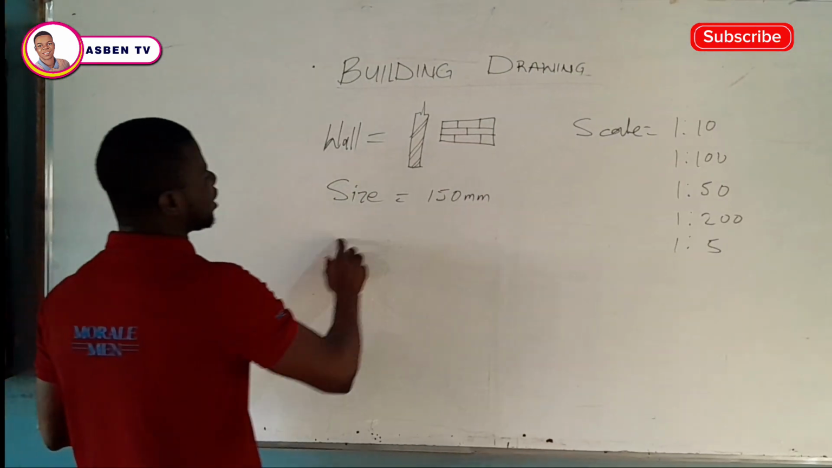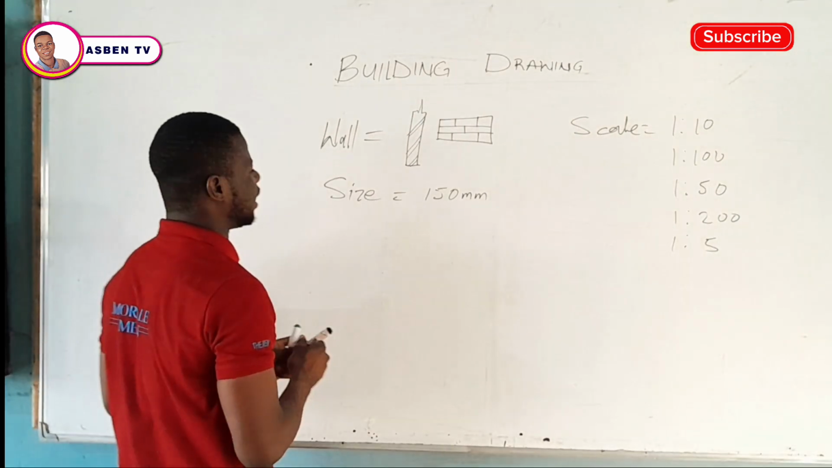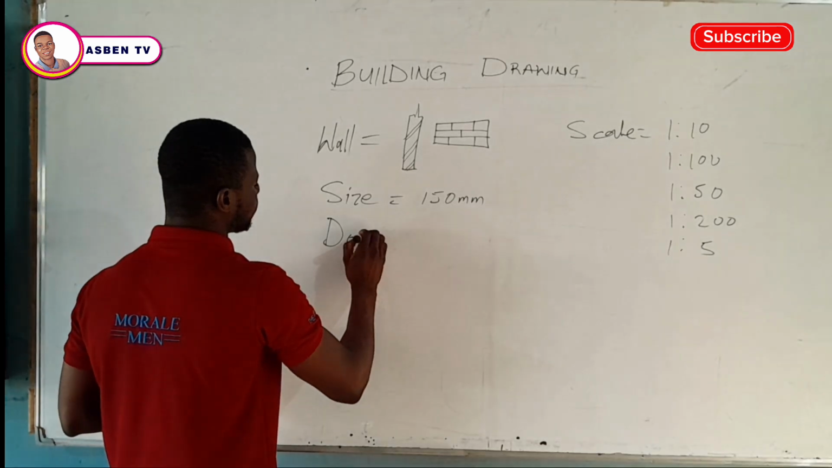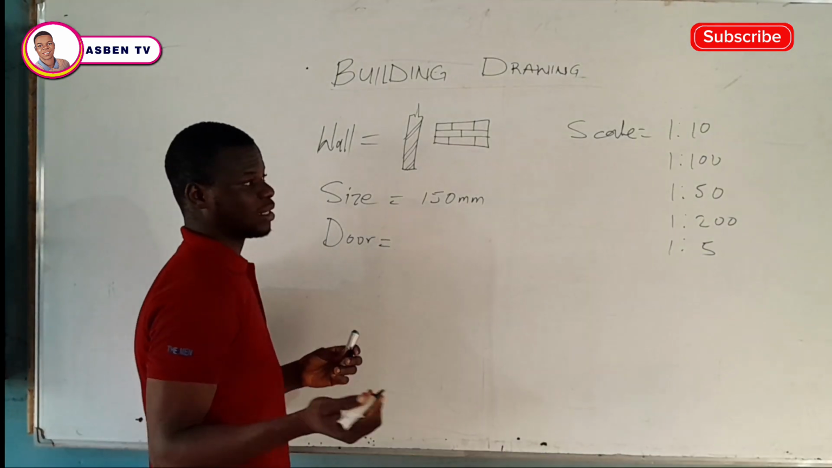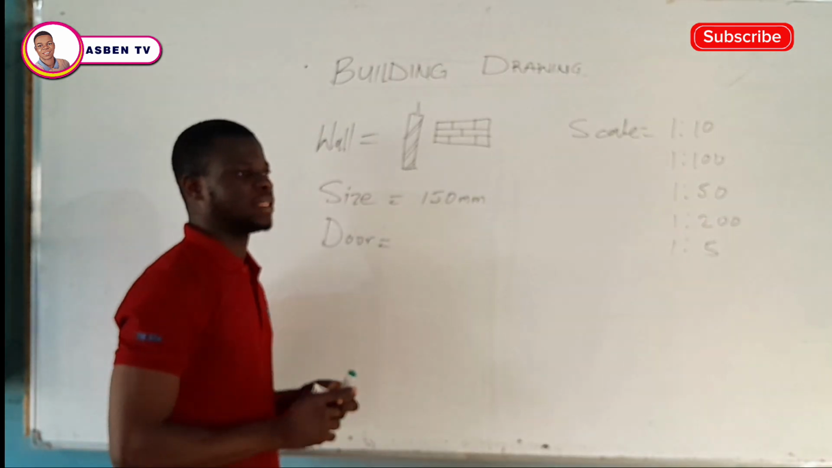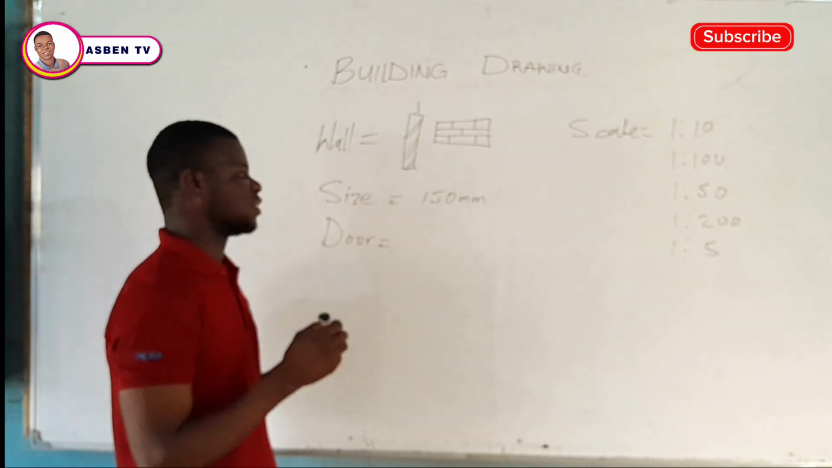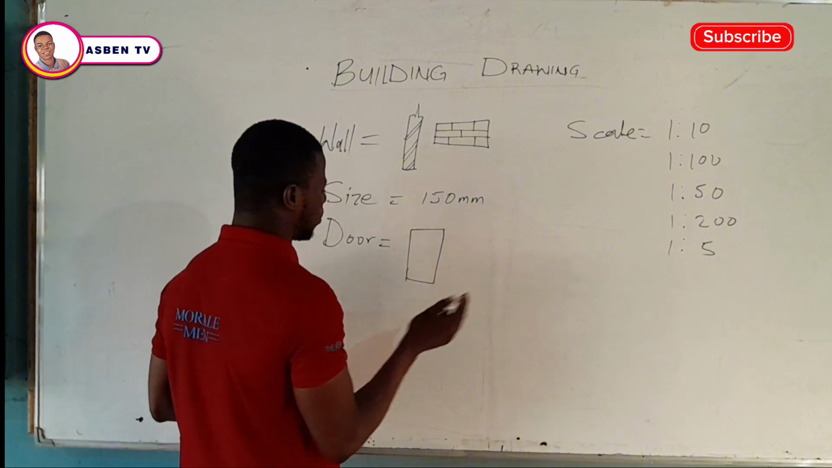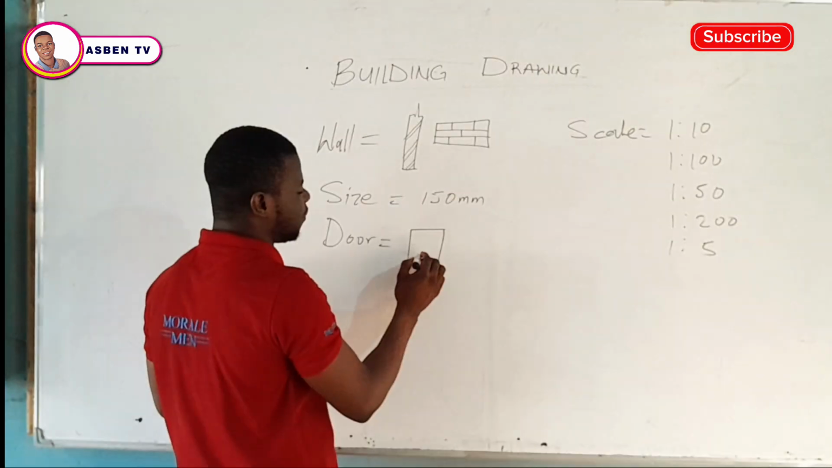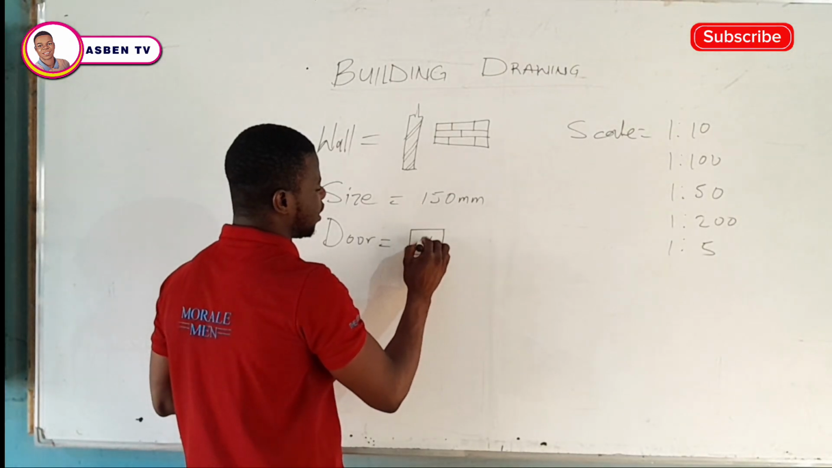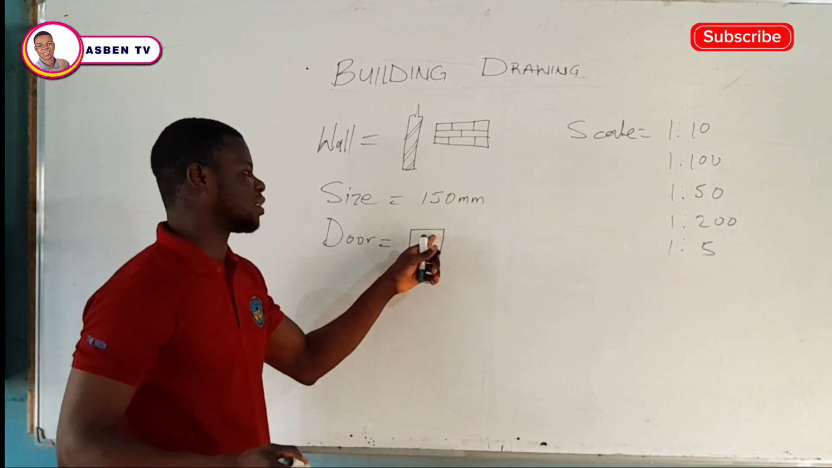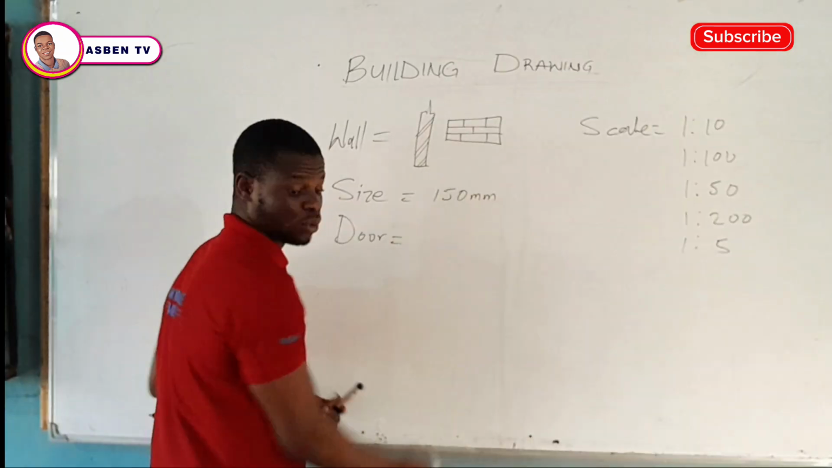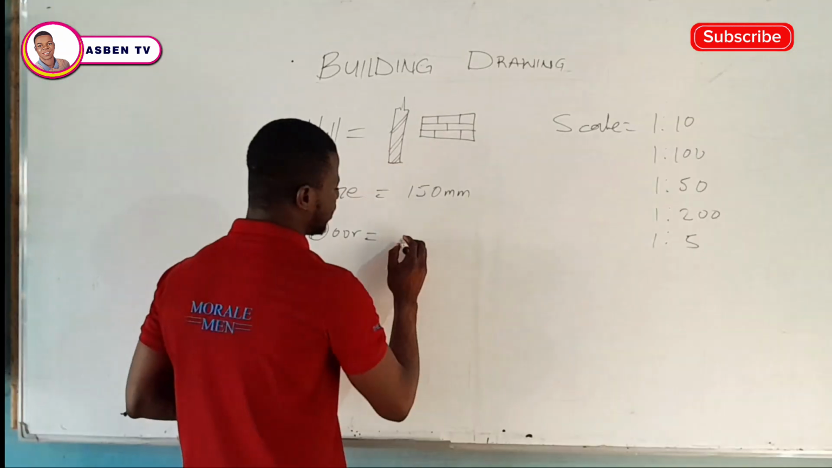So now, size of a wall is 150 millimeters, and let's check the symbol of door. This is how the symbol of a door looks. It depends. When you are watching it in elevation form, they can make it either glass door, panel door, or metal door. Anything. Maybe if it is glass door, they will make a symbol here for you to know that this part is glass. But what I'm going to teach you is the floor plan symbol of a door. Normally, this is how it looks.